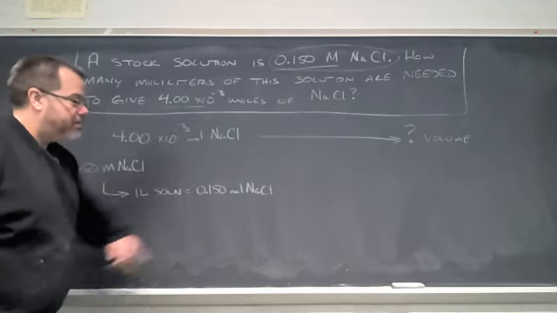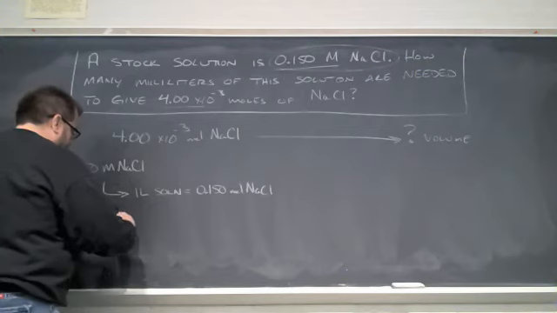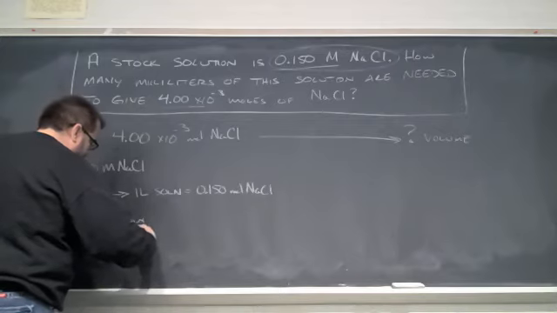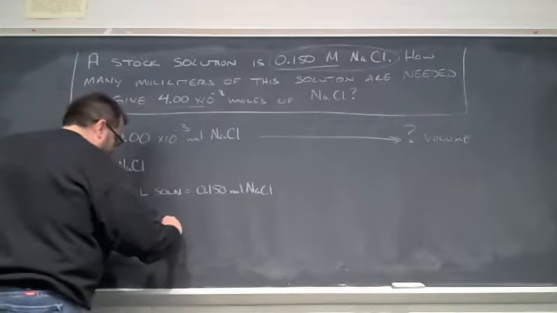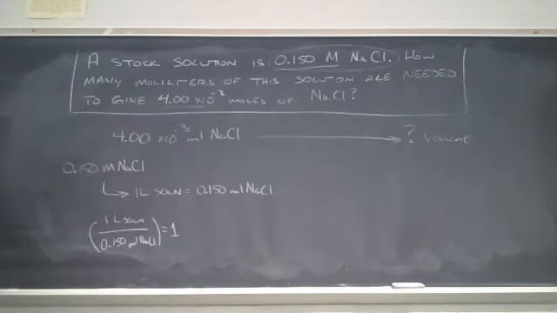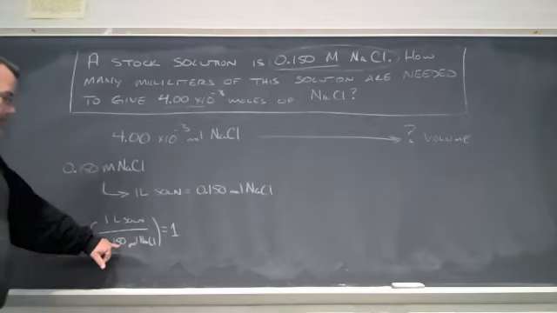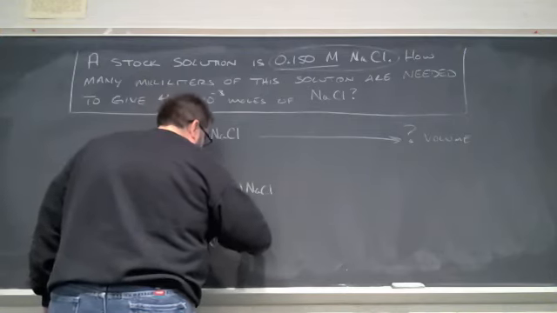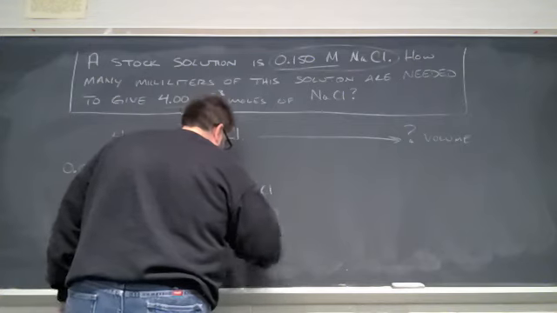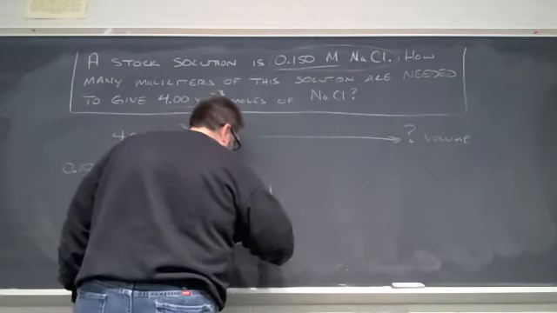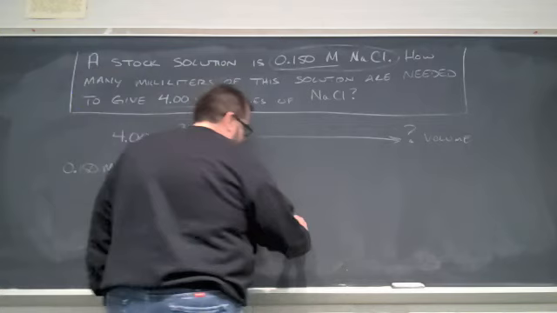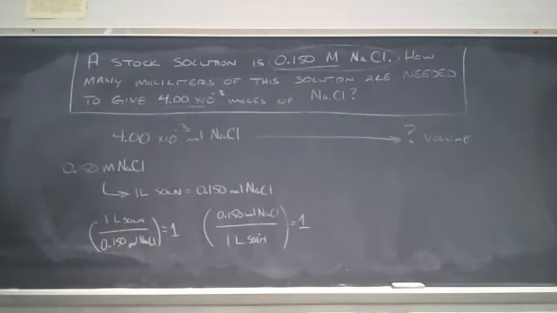And if these two things are equal, then we can use this to make a conversion factor. So 1 liter of solution divided by 0.150 moles of sodium chloride is a fraction equal to 1, or 0.15 moles of sodium chloride divided by 1 liter of solution is also a fraction equal to 1. So we just have to figure out which one of these we need.